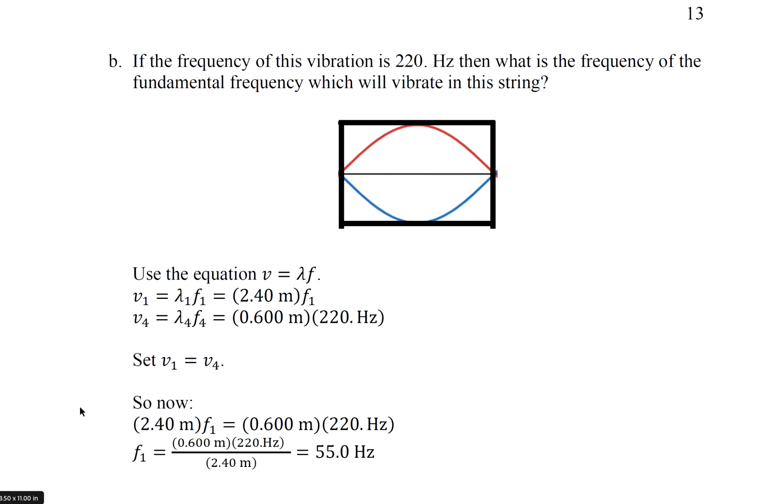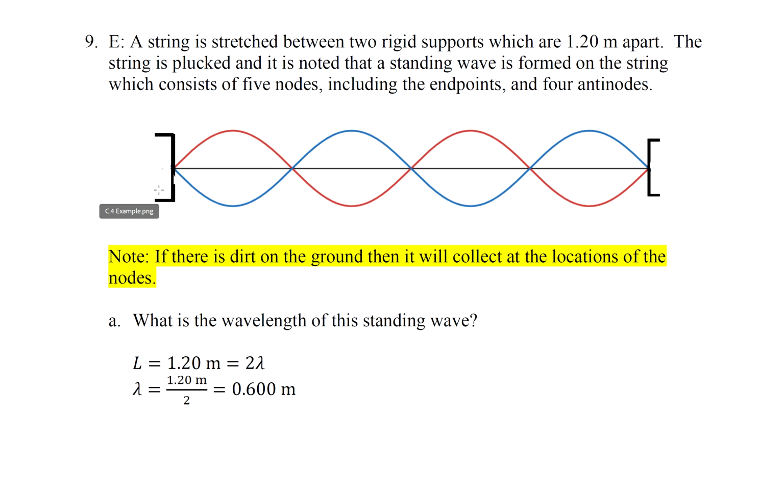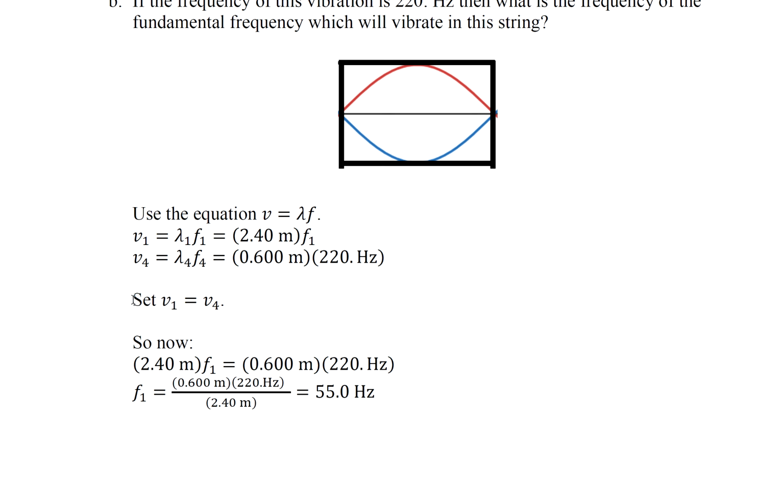Part B, if the frequency of this vibration is 220 Hertz, then what is the fundamental frequency which will vibrate in the string? So use the equation V equals lambda F. Lambda 1 F1 is equal to this. And lambda 4 F4 is equal to this, which we knew previously from this part. So set V1 equal to V4 and solve for F1.